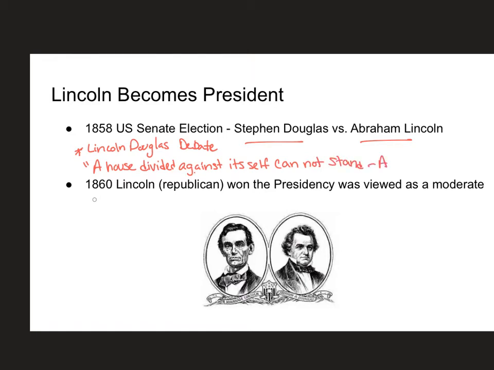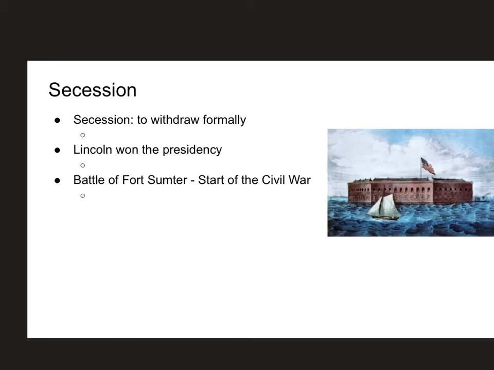And this was Abraham Lincoln who said that quote. So when Lincoln ended up winning the presidency, first off, he was viewed as a moderate, meaning he was in the middle. But the South was fearful of him abolishing slavery. And so that led us to secession. Secession is to withdraw formally.